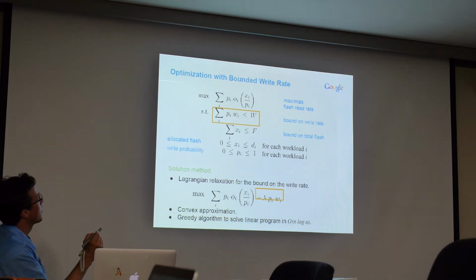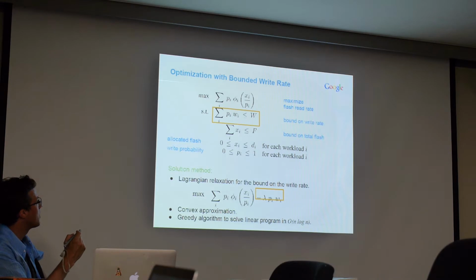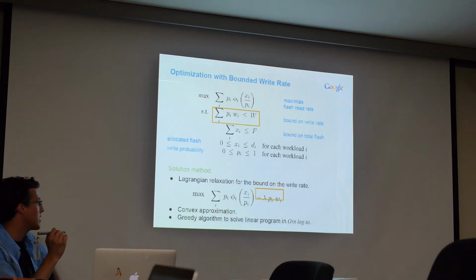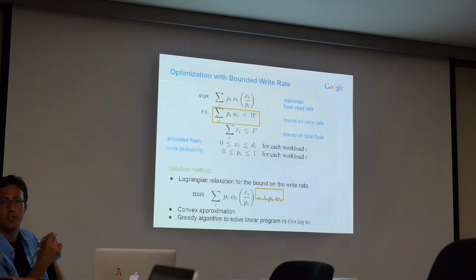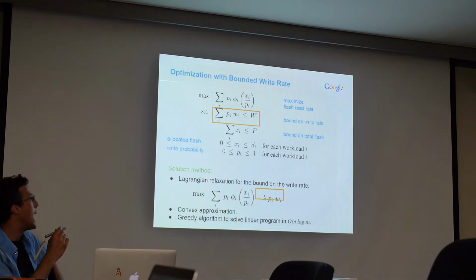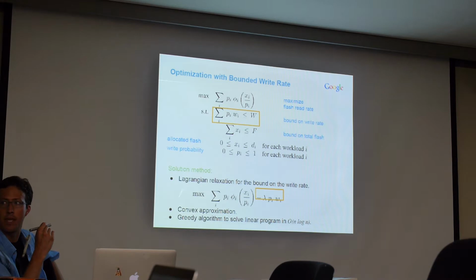The cacheability curve is per workload, the amount of flash is per workload, the write probability is per workload, and we want to maximize that. We can do a Lagrangian relaxation for the bound of the write rate. There's a convex approximation there. It turns out we can actually just use a greedy algorithm to solve this linear program, in O(n log n), so we don't actually have to call out to a solver or do simplex, because of some of the constraints that we have here.